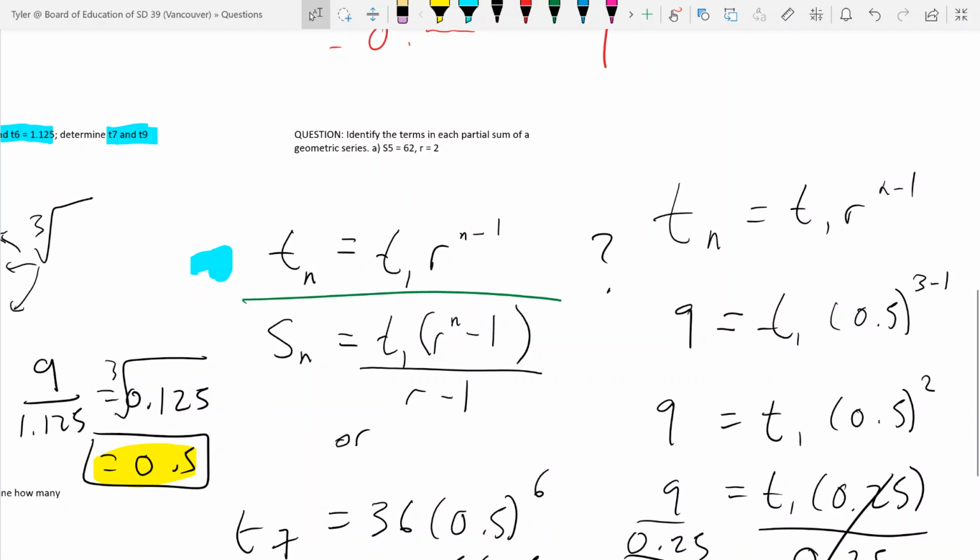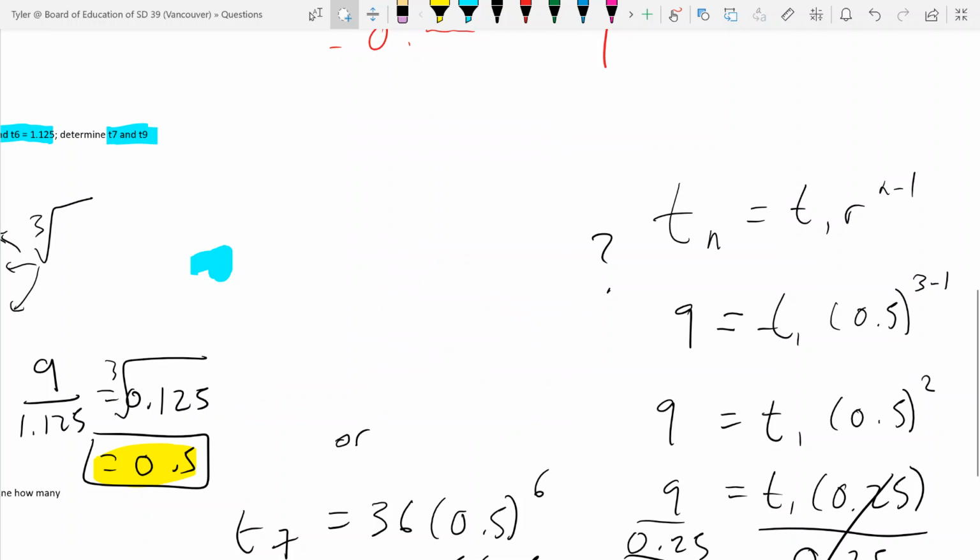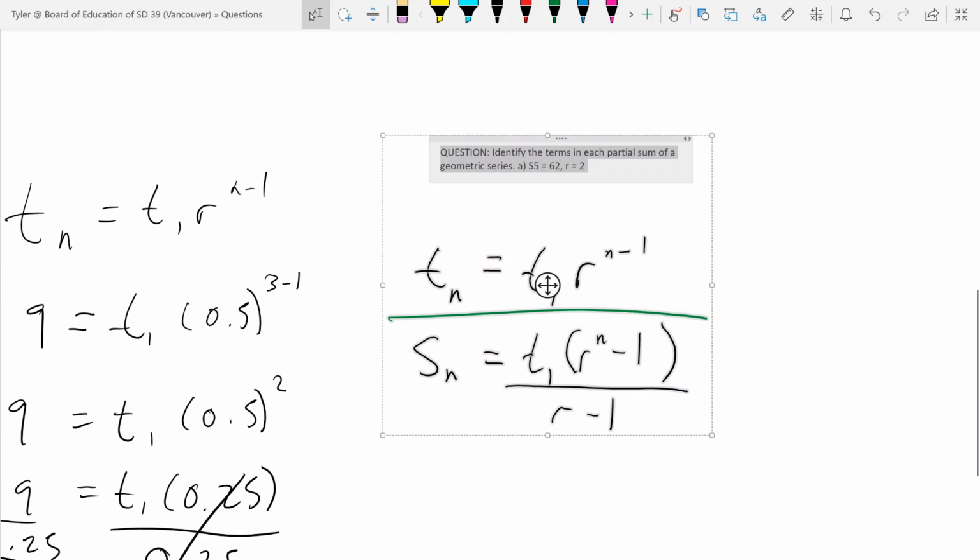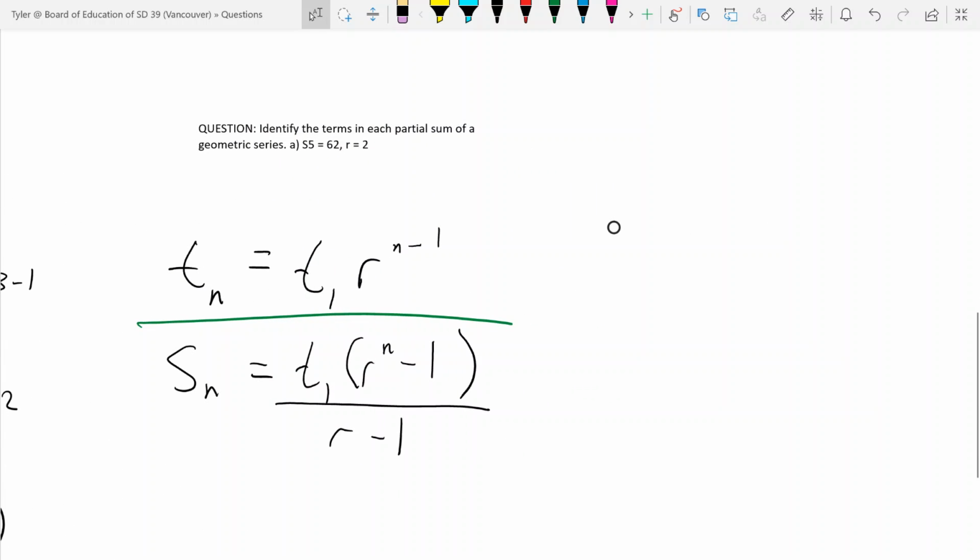This one's a little harder. This identify the terms. It's harder because it's using a series. Let's move it this way. Okay. Identify the terms in each partial sum of a geometric series, and it gave us the numbers. Okay, so when it says identify the terms, that means it wants us to list what the terms are. It says it's S5, so that means there's 5 terms, so I know I'm going to have to list the first 5 terms in the pattern.